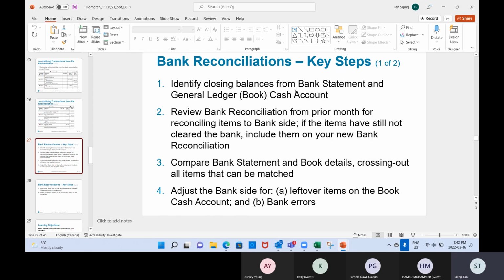I was wrong because I didn't do it at the very beginning, step one. So always check the balance first. And then you review the bank reconciliation from the prior month that we did together, right? You make sure that those outstanding items from the last bank reconciliation are still outstanding in the current bank reconciliation. So that's why you need to take a look at the previous one.